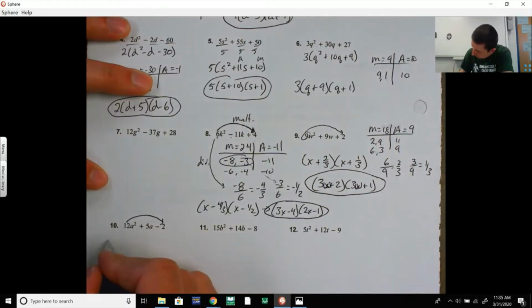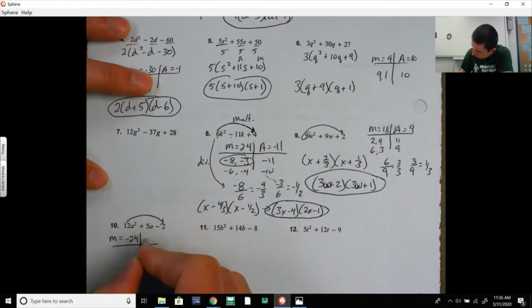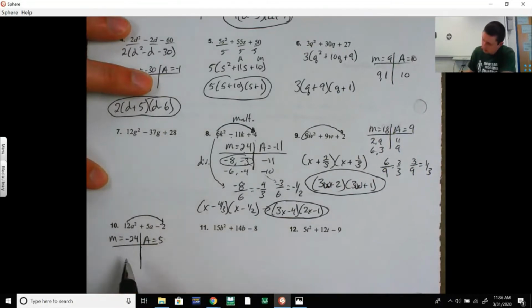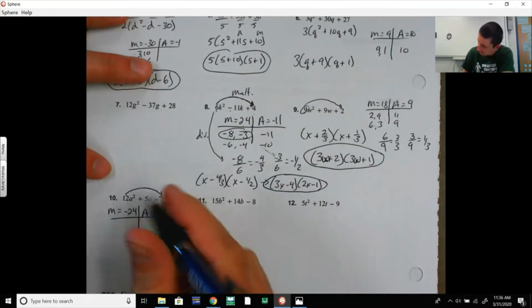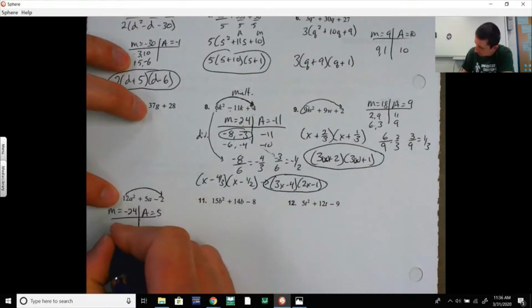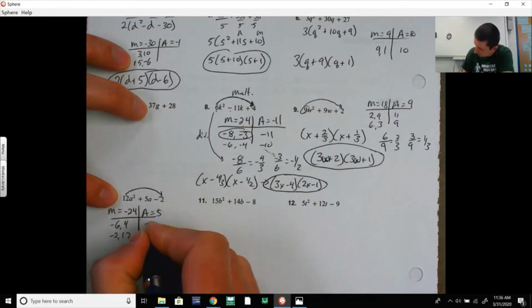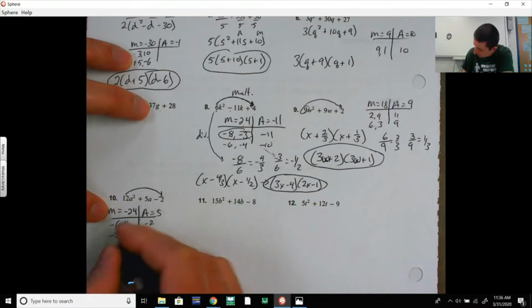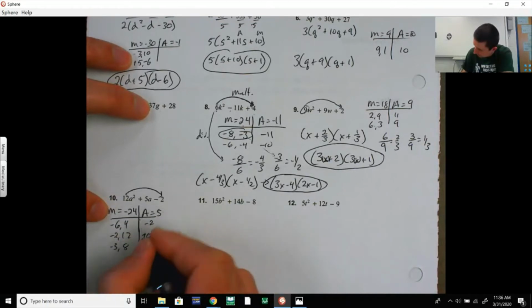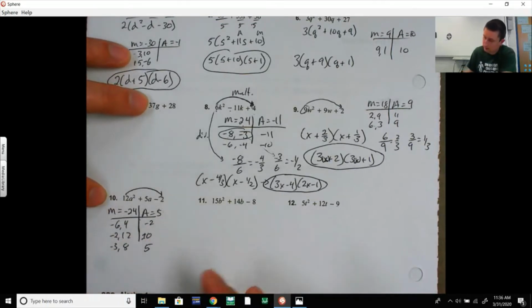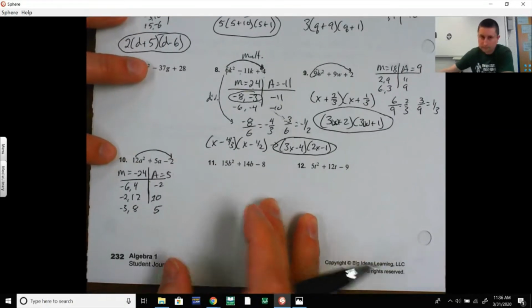12 times negative 2, negative 24. Has to add to 5, so it has to multiply to negative. So one has to be positive, one has to be negative. So negative 6 and a 4, negative 2 and a 12. Yes, negative 2, that's 10. Negative 3 and an 8. There's your 5, negative 3 and 8. Okay.